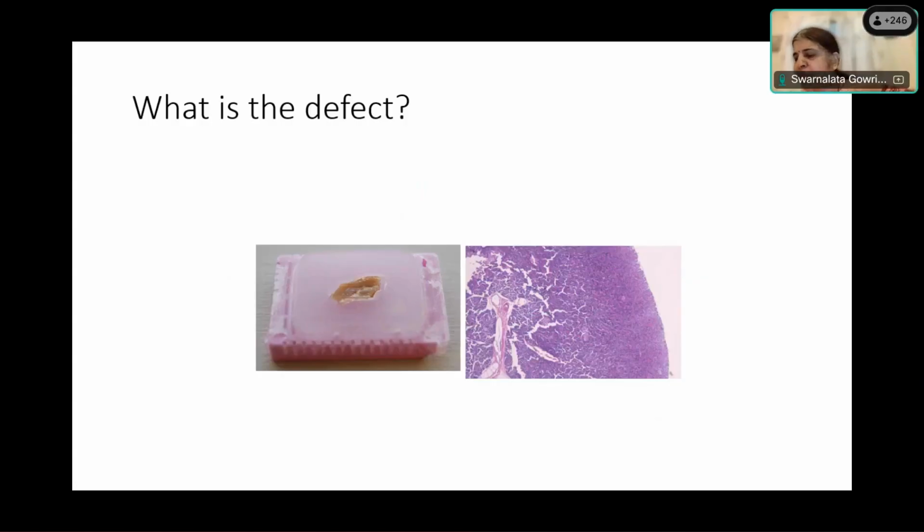What is the defect over here? We can go to Divesh now. Divesh, I know, is from Nepal, right? Yes, ma'am. Which medical college? Institute of Health Sciences.